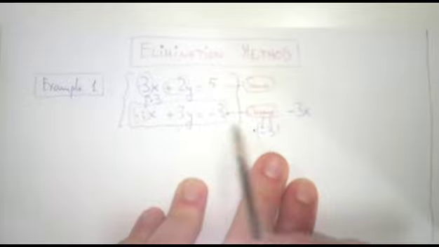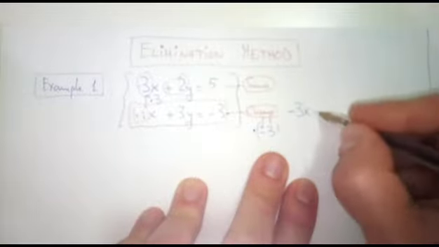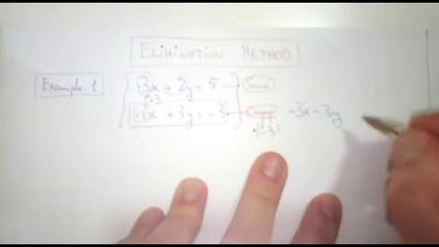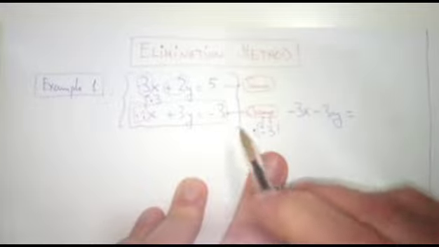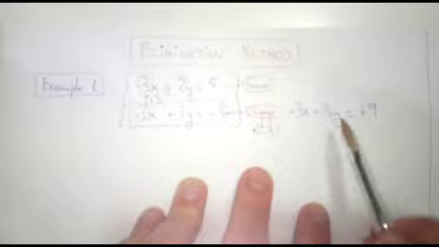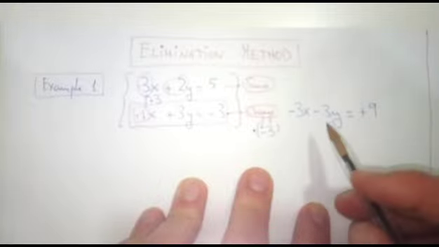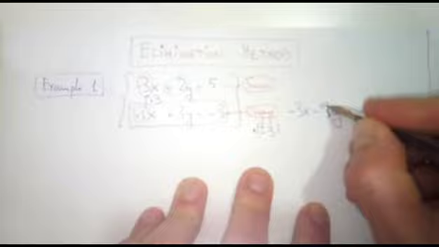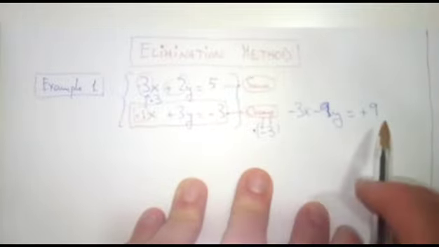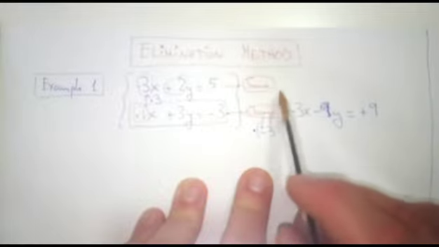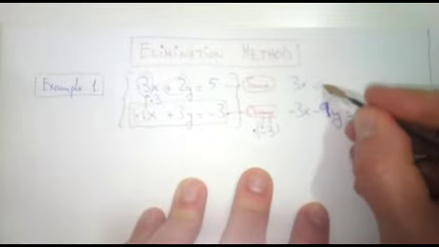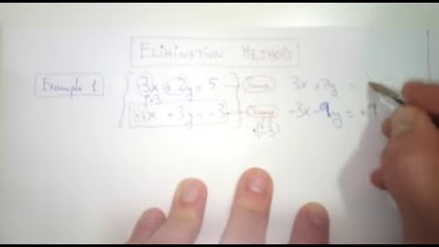Now, minus 3 times plus 3y, we obtain minus 9y, and we now have equals minus 3 times minus 3, equals positive 9. So the new equation is minus 3x minus 9y equals plus 9. Okay, this other equation is going to be the same. So we have to write 3x plus 2y equals 5.